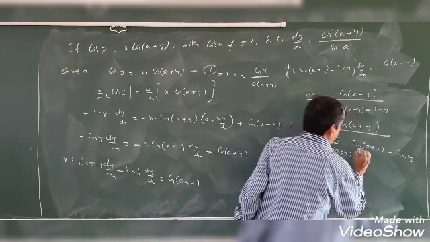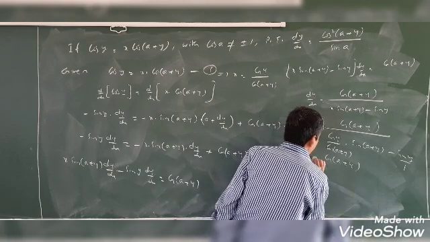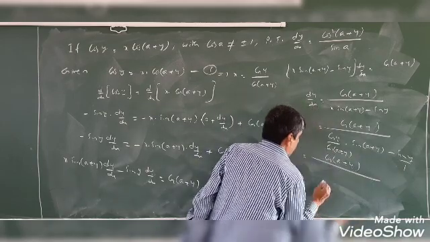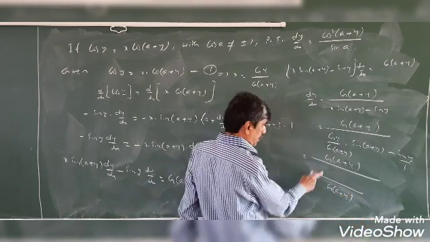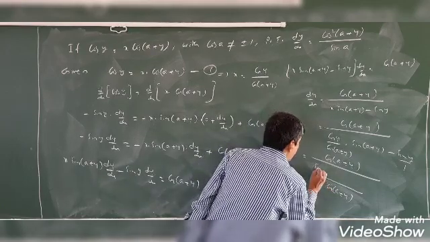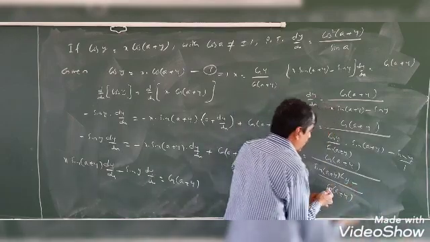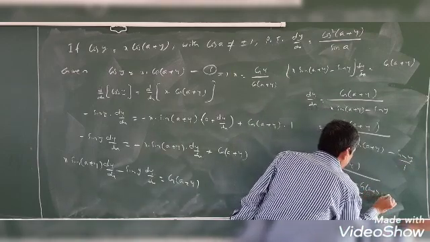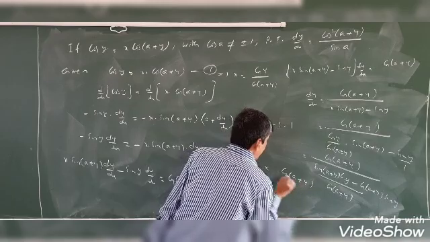So find the LCM in the denominator. The denominator is cos of (a plus y) here and 1 there. So the LCM is cos of (a plus y), and cos of (a plus y) is one time factor. Then this is sin of (a plus y) into cos y minus 1 times cos of (a plus y) into sin y. So cos of (a plus y) into sin y.